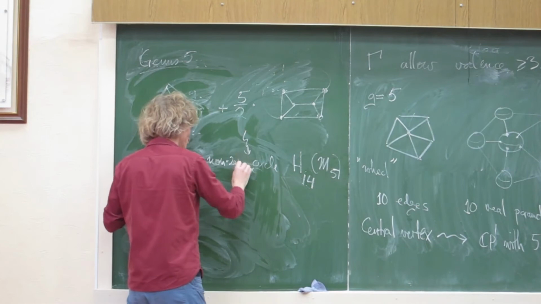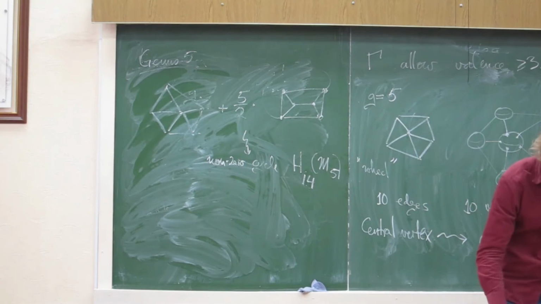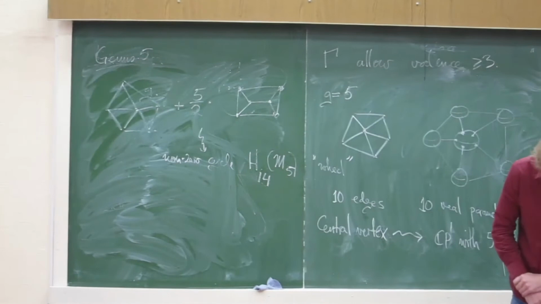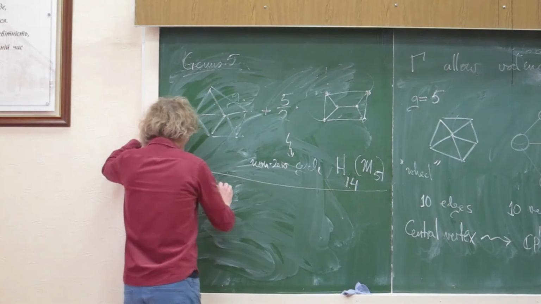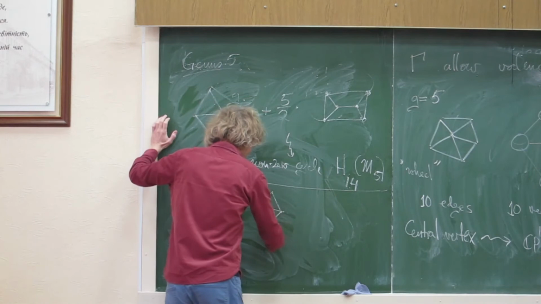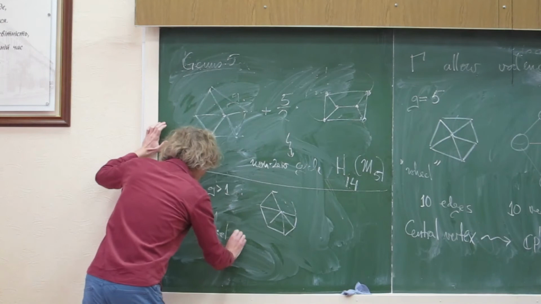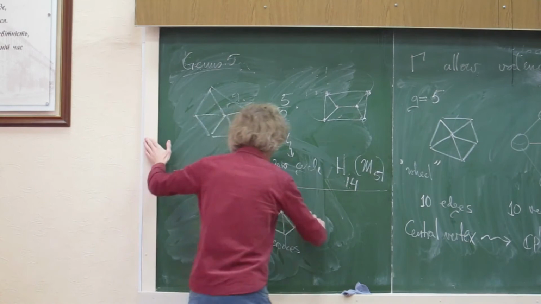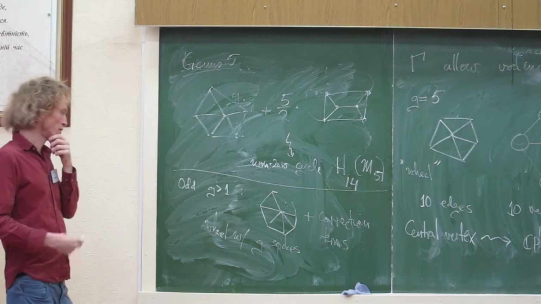For general g, that in the case of genus 5 gives a non-zero cycle. Okay, so the general pattern is for any odd g. There are always correction terms. There's a wheel graph with g many spokes. Non-zero.